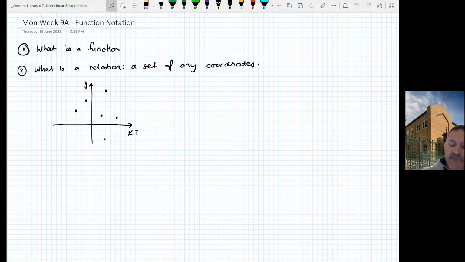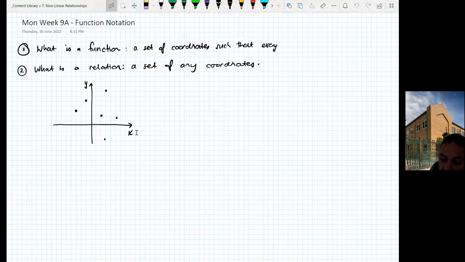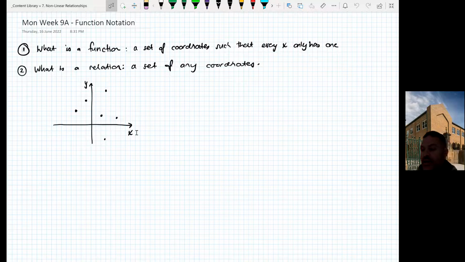Now, a function, we define a function as a set of coordinates that only have a one-to-one relationship. That sounds really weird, right? I'm going to say a set of coordinates such that every x only has one y value. That is how we really define a function.